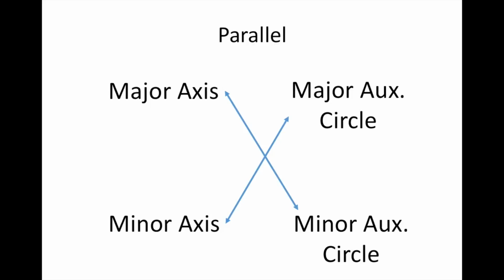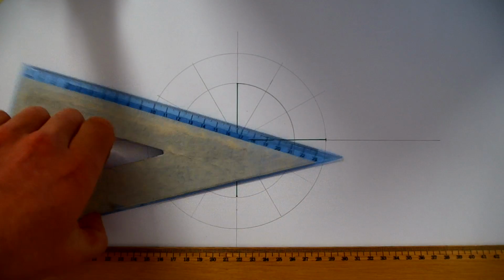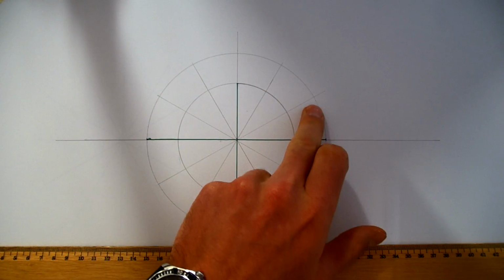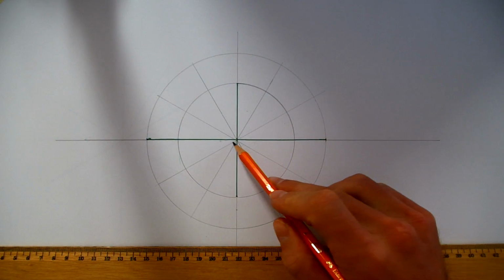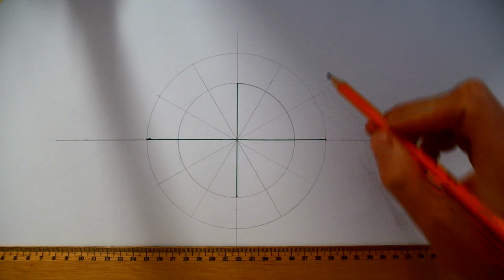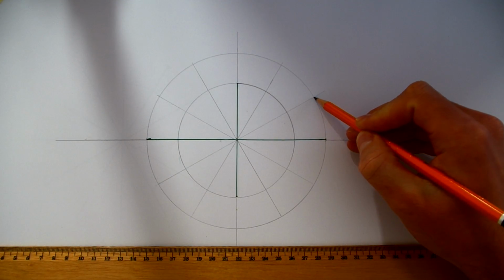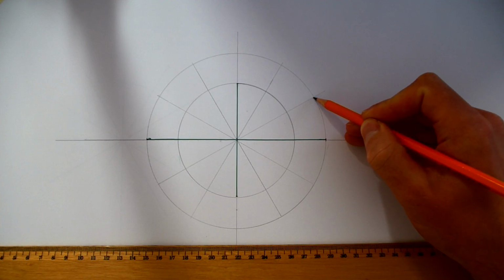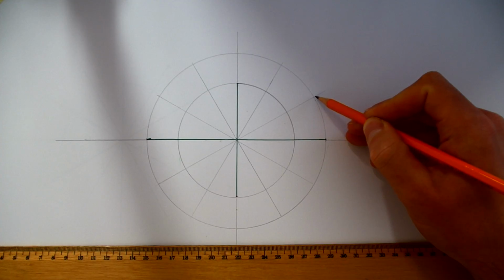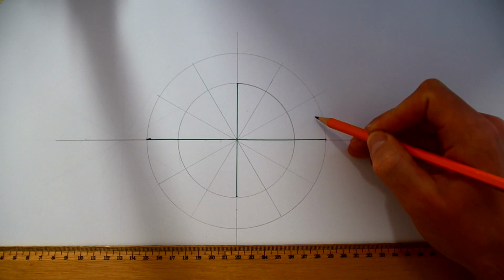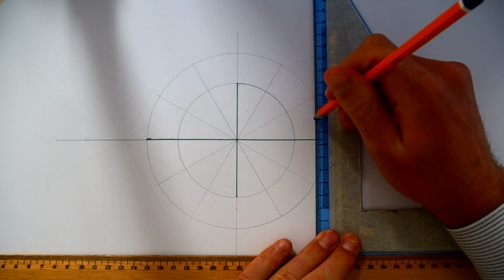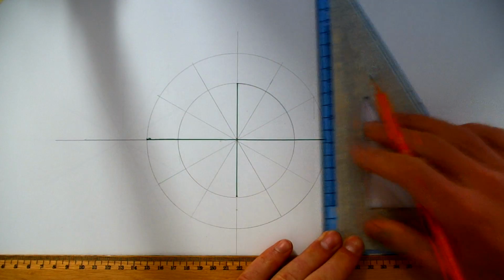So let's put that into practice. We're going to start off with this point here. So we were saying, where these lines breaking our circles up hit the major auxiliary circle, the big circle, we're going to draw them parallel to the opposite. So the minor hits the major, we go parallel to the minor. So we go straight down like so. I'm going to draw a line straight down, which is parallel, like so.